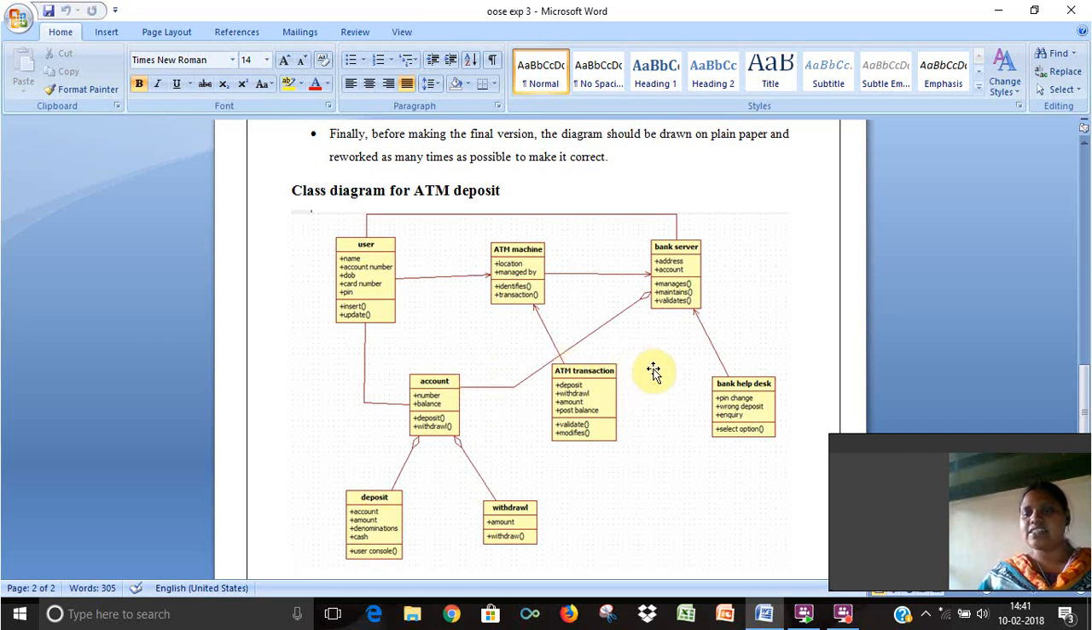So this is the class diagram for deposit and withdraw. And if we deposited the money in a wrong account, then we will ask the bank help desk for help. So this is the class diagram for the three scenarios.